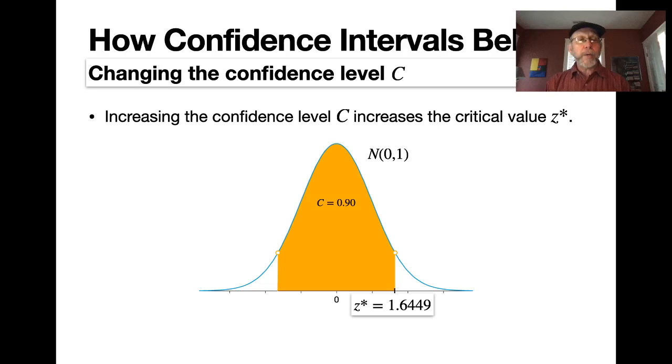If I were going to increase that to 95% confidence, well, that region gets wider, and so my Z star has to get bigger.